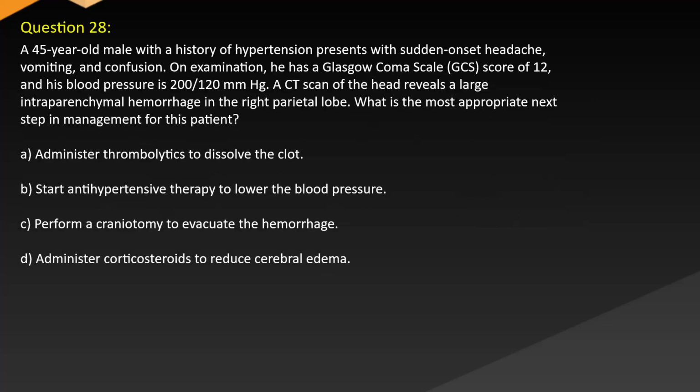A 45-year-old male with a history of hypertension presents with sudden onset headache, vomiting, and confusion. On examination, he has a Glasgow Coma Scale (GCS) score of 12 and his blood pressure is 200/120 mm Hg. CT of the head reveals a large intraparenchymal hemorrhage in the right parietal lobe. What is the most appropriate next step in management for this patient?